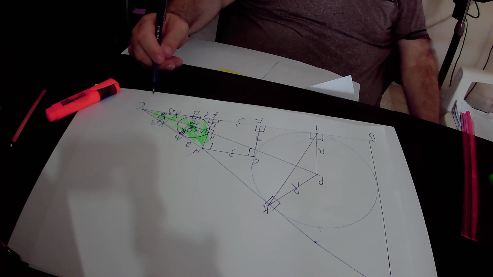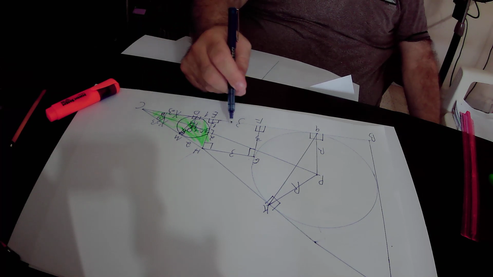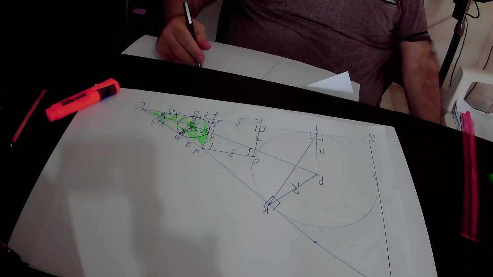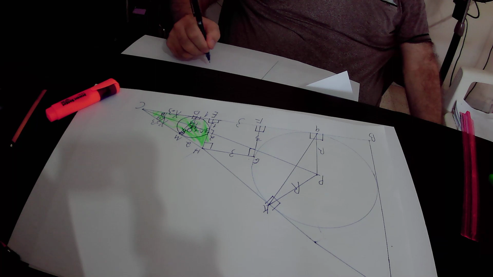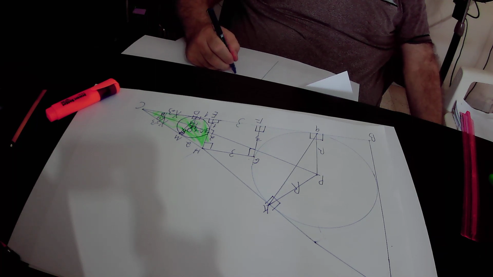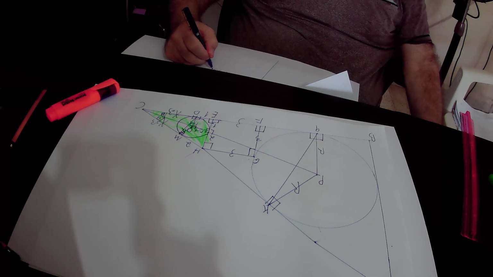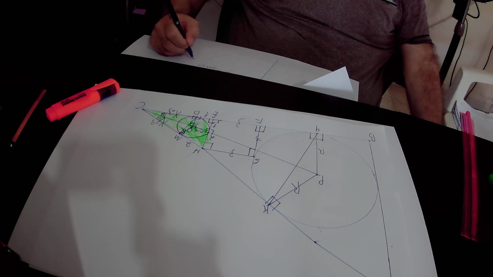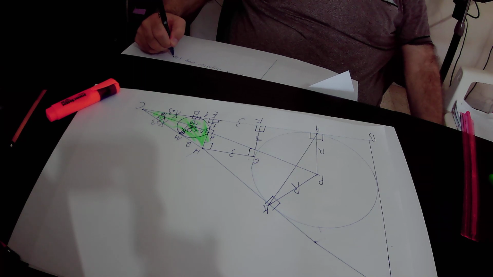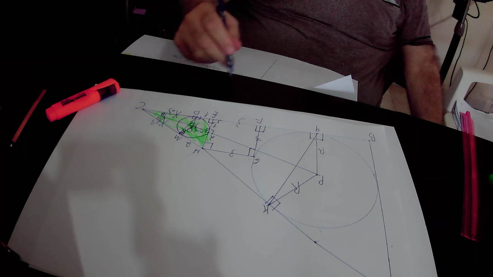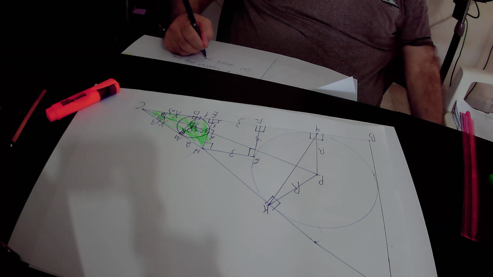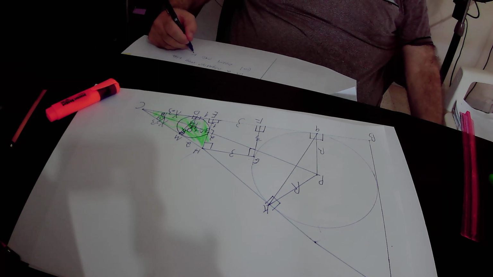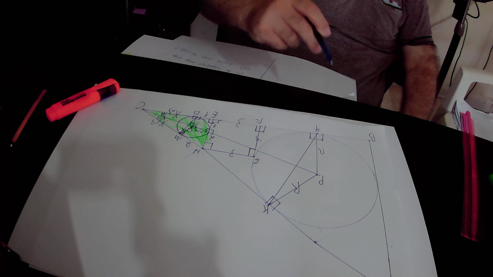That is to say, we will assume that CO doesn't pass through point P. Okay, so let's assume by contradiction that CO doesn't pass through point P. Okay, our assumption is that CO doesn't pass through point P.